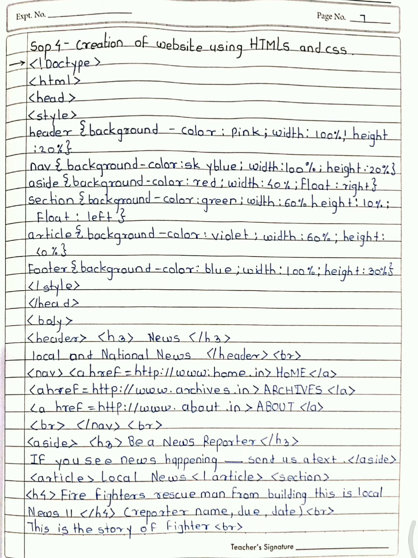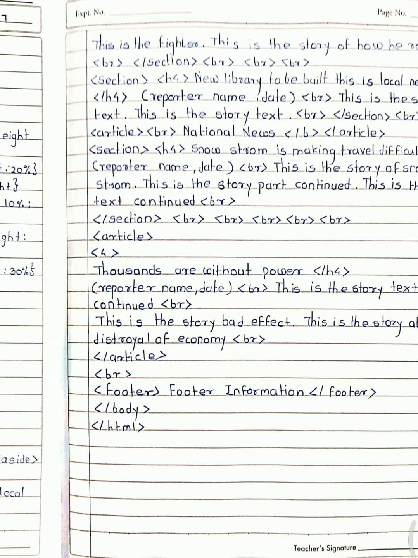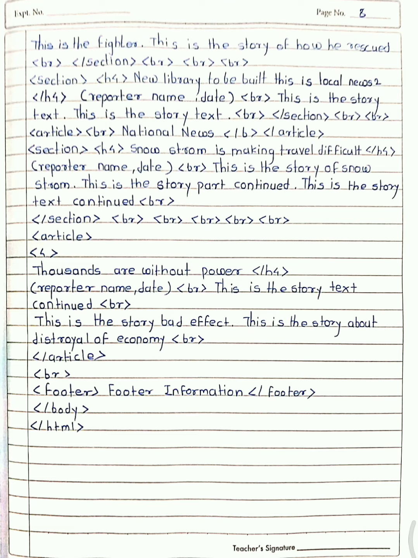Next we have SOP number 4. In SOP number 4, again you can see we have linked 2 pages with the A tag, and a few websites have been linked. So this is how exactly the output appears.